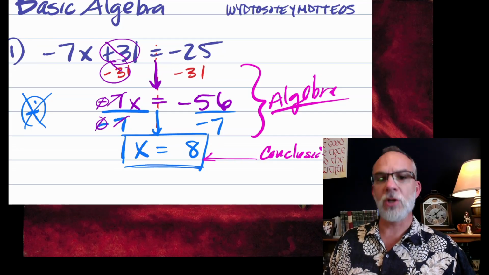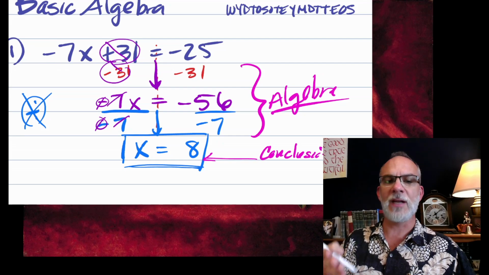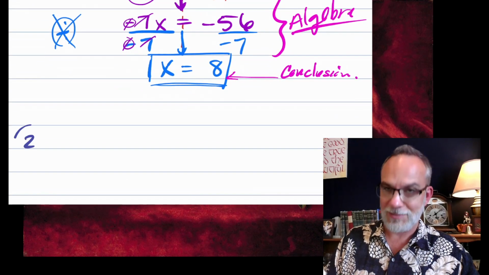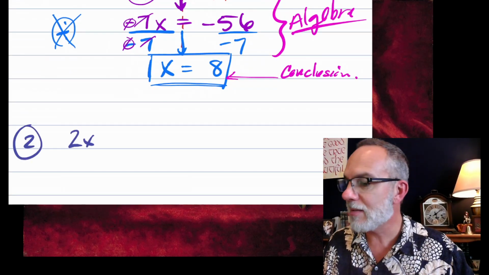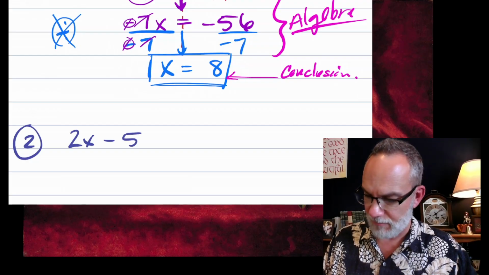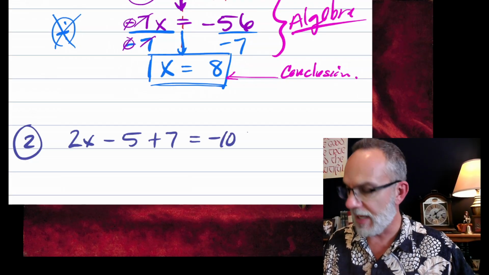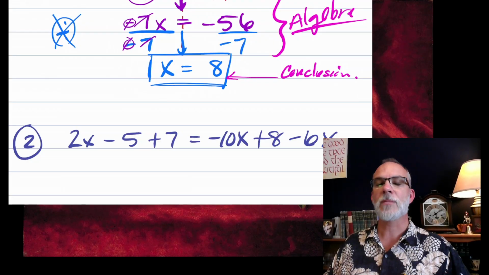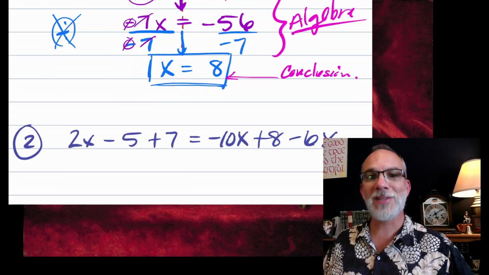All right, so you're going to do inverse operations to get 1x all by itself, and then it tells you what the thing is. Okay, so now number 2. This one's kind of busy. 2x minus 5 plus 7 equals negative 10x plus 8 minus 6x. Oh no, it's complicated. Yes, but we'll make it simpler.